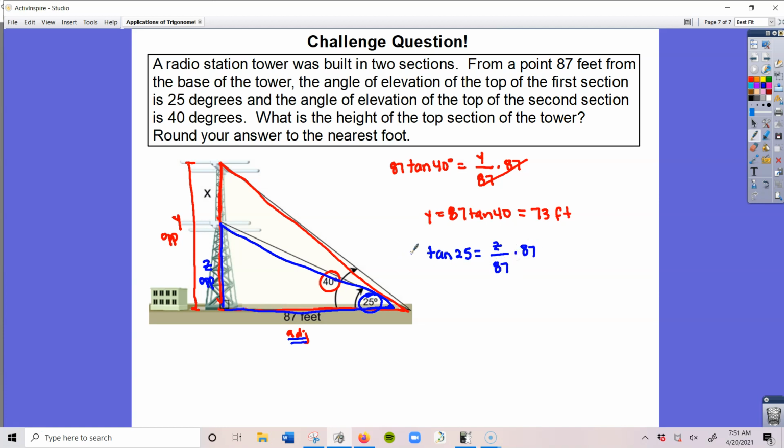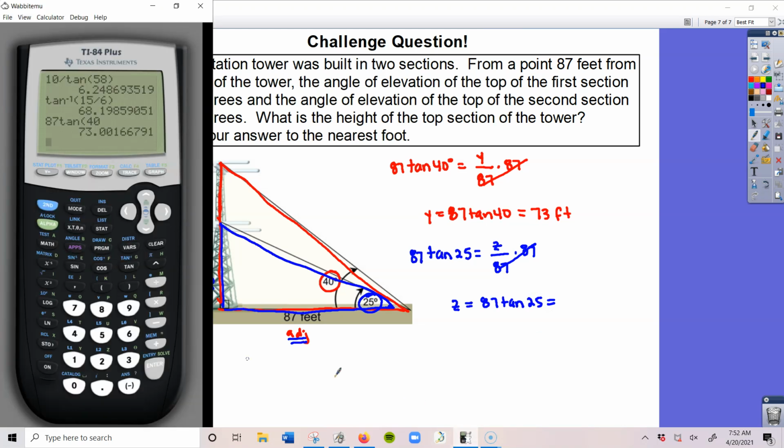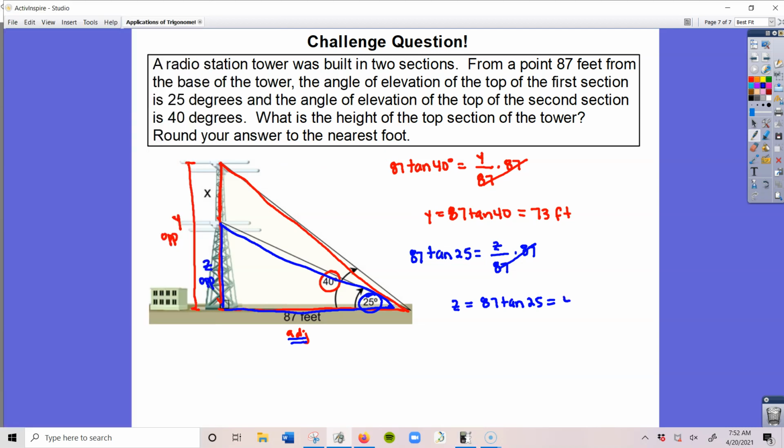Multiply 87 to both sides, and we get that z is equal to 87 times the tangent of 25. So we're going to put that into the calculator. 87 tangent 25, and we get 40.56, which we're going to round to the nearest foot since that's how the answer was asked for, so 41 feet.